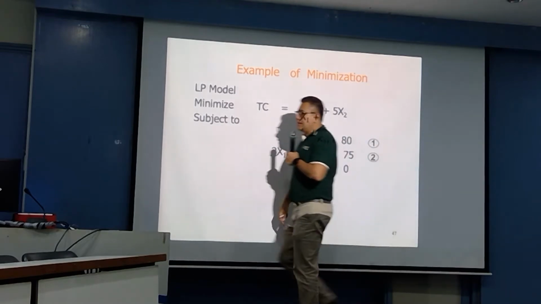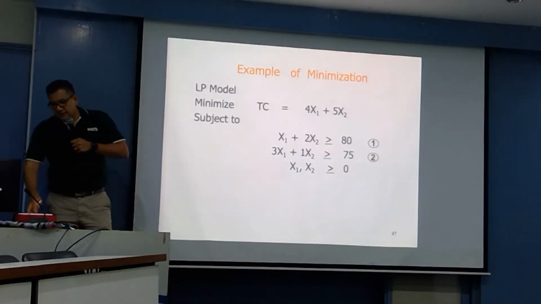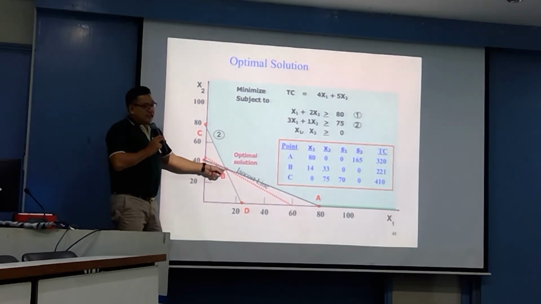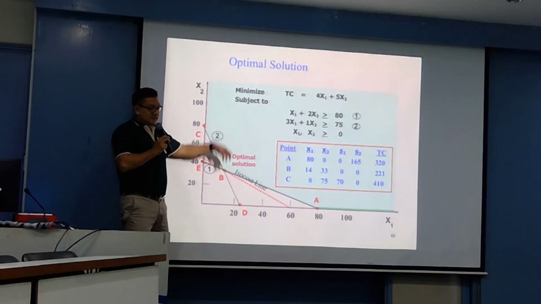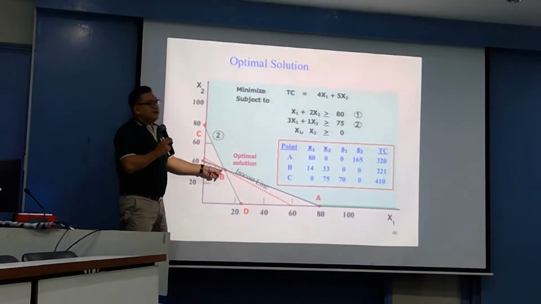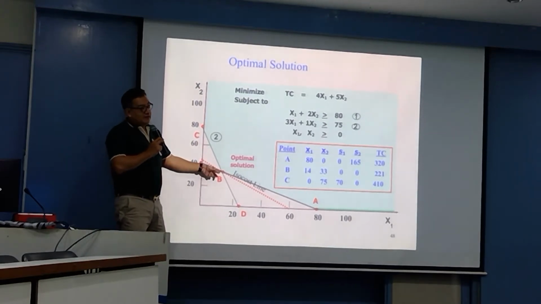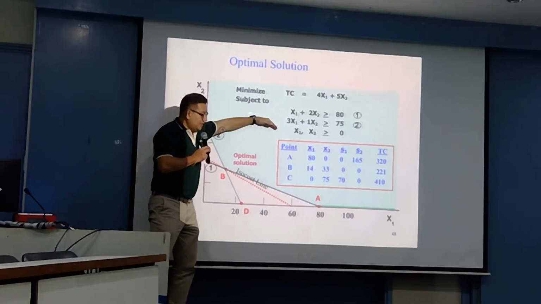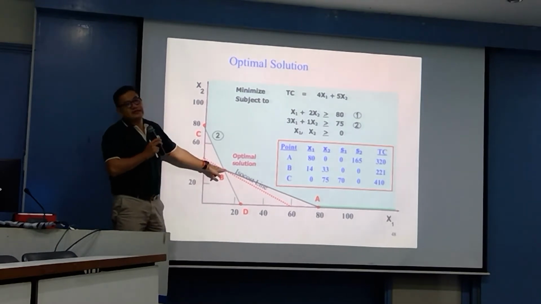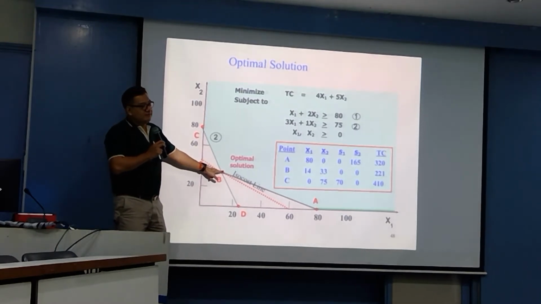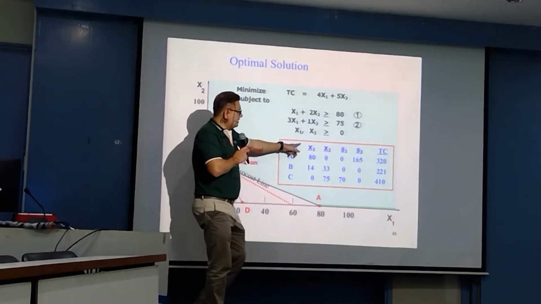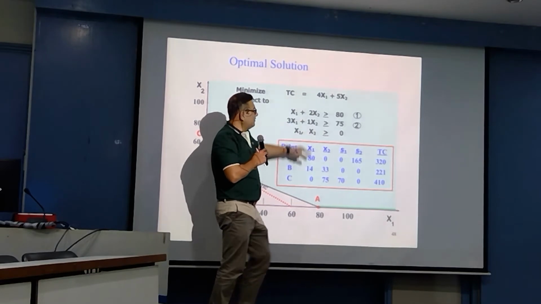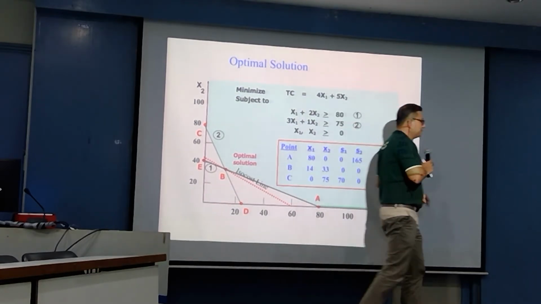Okay, based on this example, if I apply the graphical method to find the optimal solution, I have the solution at point B. Remember? This is from last week. At point B is the optimal solution. We draw the graph of constraints. This is the feasible area. Project in the direction coming to the origin point. This is the optimal solution at point B. At point B, coordinates x1 14, x2 33. Substitute these two values into the objective function. You have total cost minimum at 231.